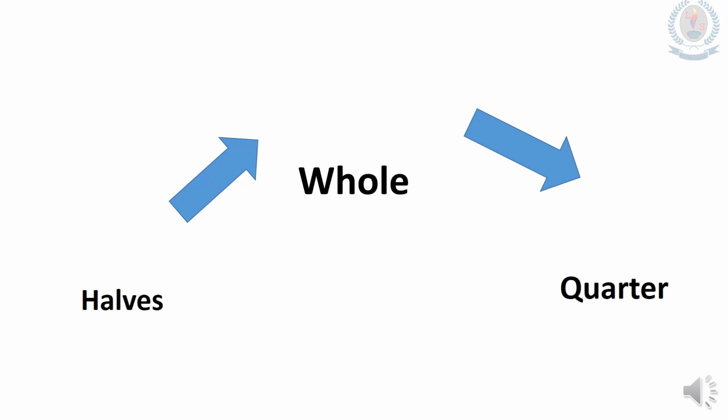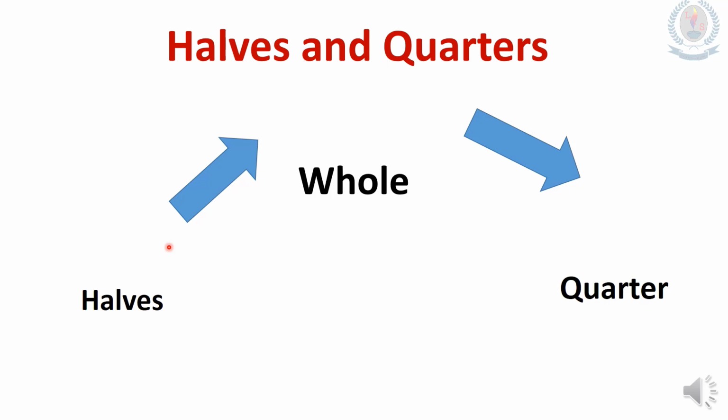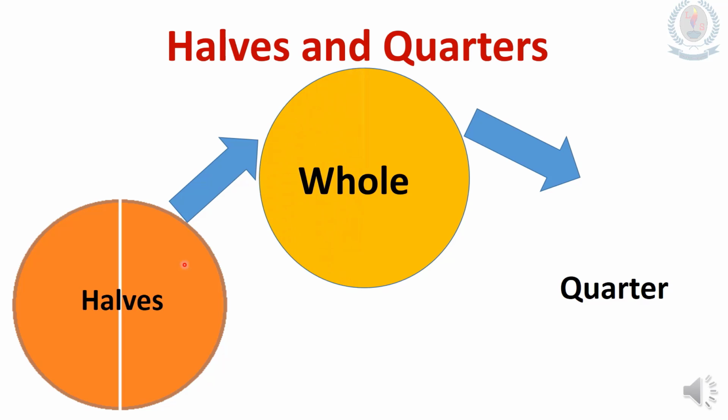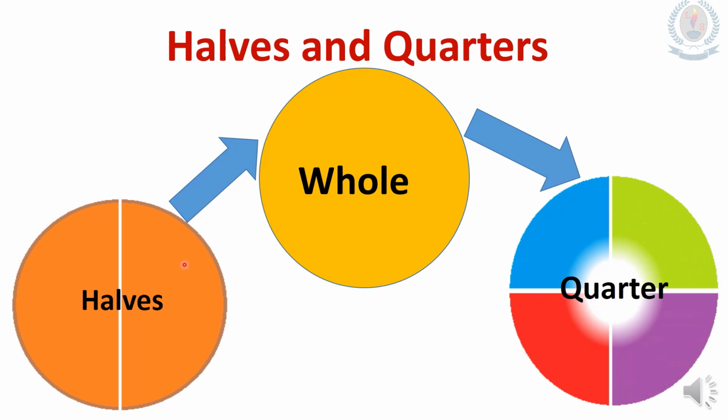Now look at this. Halves here, whole here, quarter. What are those? You can see only arrows. Yes, halves and quarters. Now look at this. These are halves. We can see 2 halves. Here this is whole and these are quarters. Halves, whole and quarter.